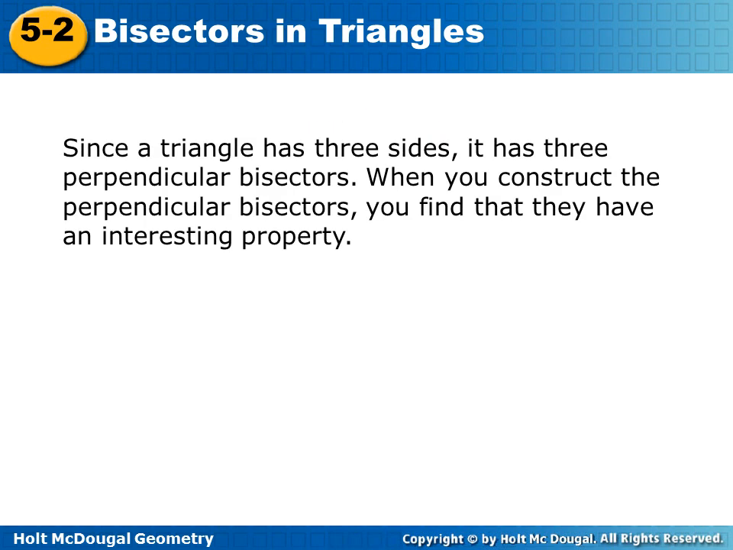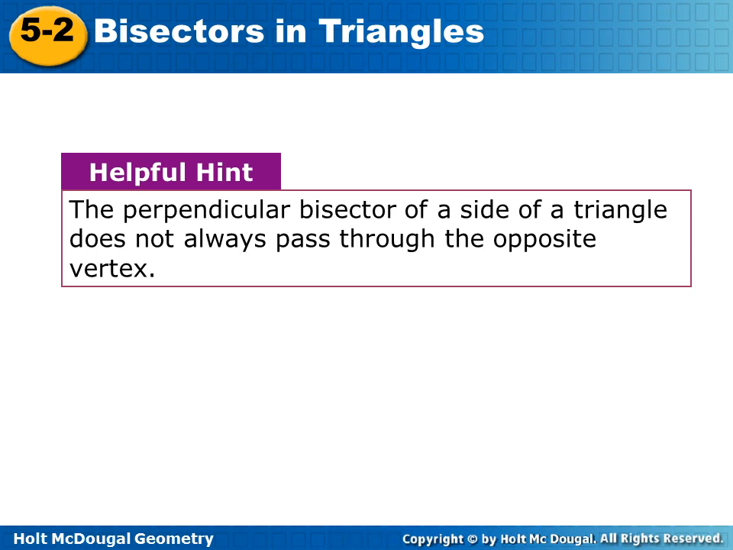Since a triangle has three sides, it has three perpendicular bisectors. When you construct the perpendicular bisectors, you find that they have an interesting property. The perpendicular bisector of a side of a triangle does not always pass through the opposite vertex.